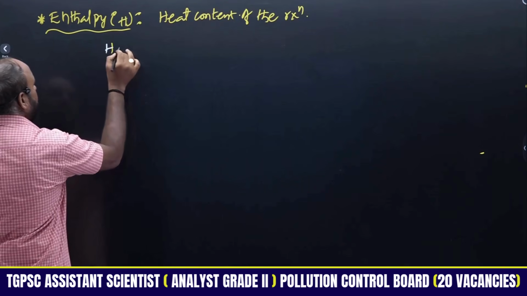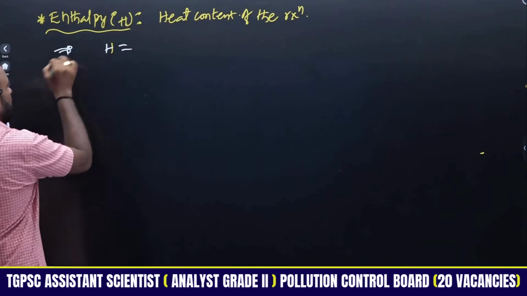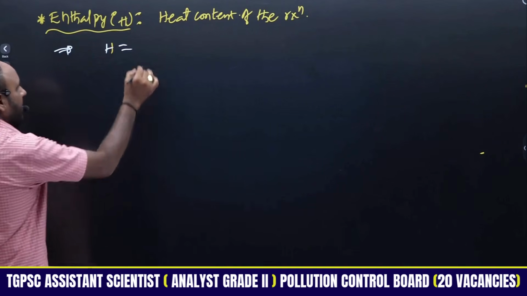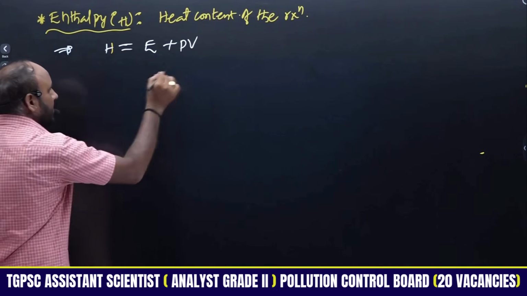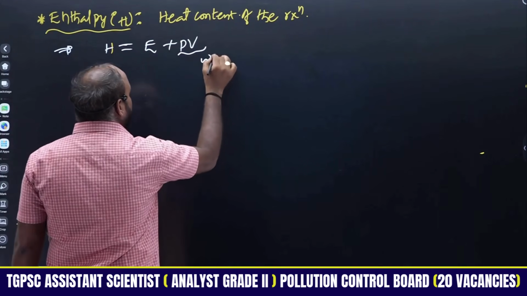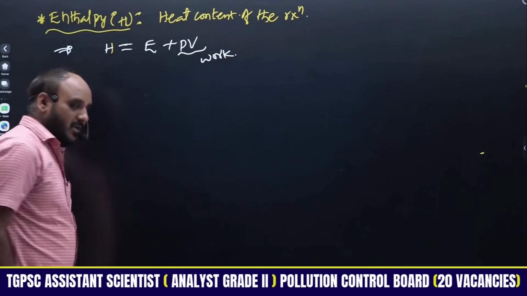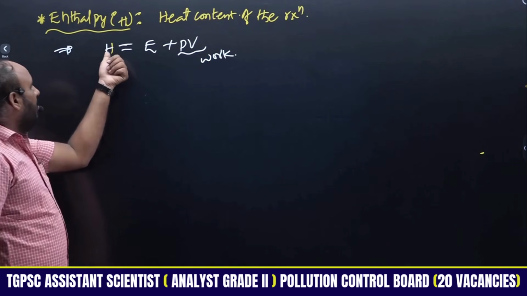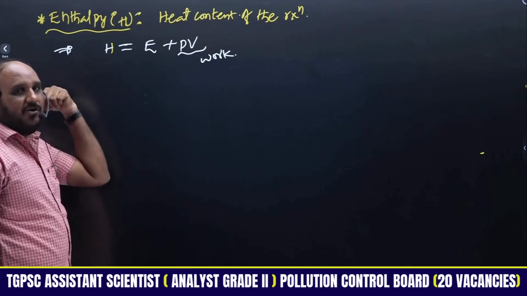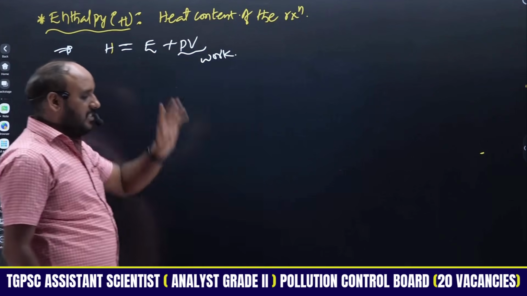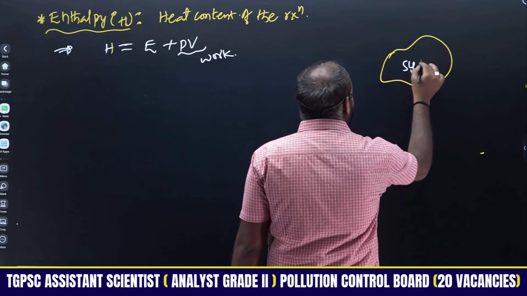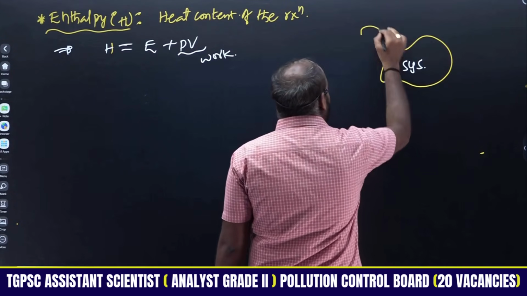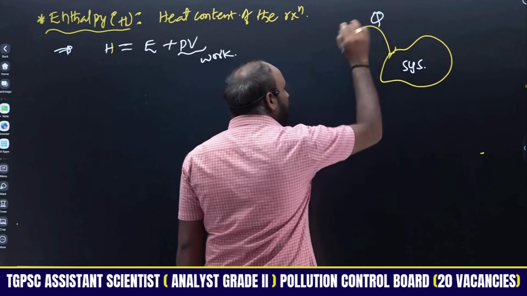So H will be defined as, right, we have to remember this equation. H will be defined as internal energy plus PV. This PV is what? Pressure, volume, work, right? Means heat content. H is the what? Heat content. Heat content of the system, right? So that here I will explain, right? So system is there. The system is going to absorb some amount of heat energy, that is Q.